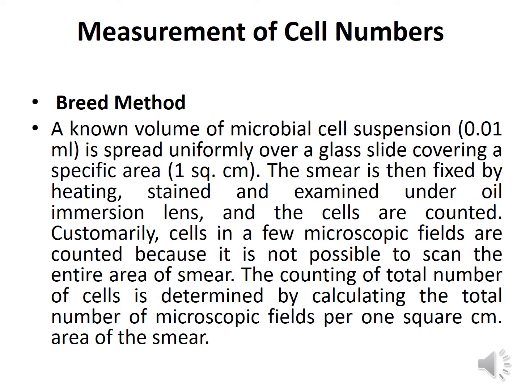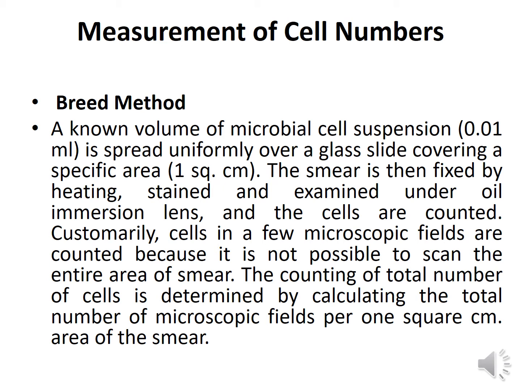Now see here, measurement of cell numbers. It is measured through the Breed method. In this method, a known volume of microbial cell suspension, that is 0.01 ml, is spread uniformly over a glass slide covering a specific area of 1 centimeter square.